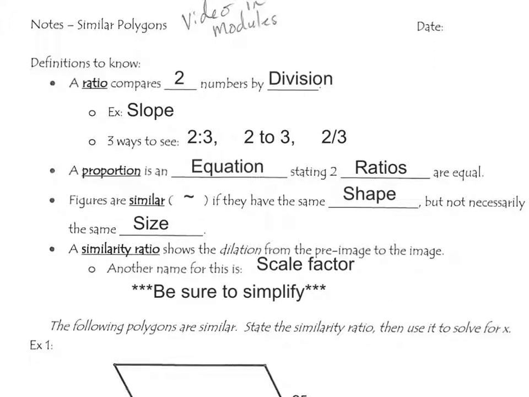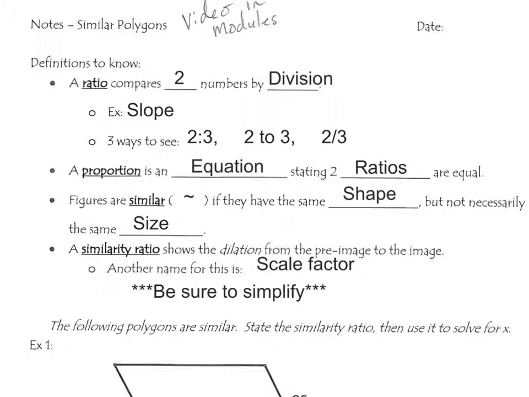All right, so we are going to start talking about similarity. We're going to start off with similar polygons. So the definitions to know, first off, this word ratio, hopefully you've heard that before.